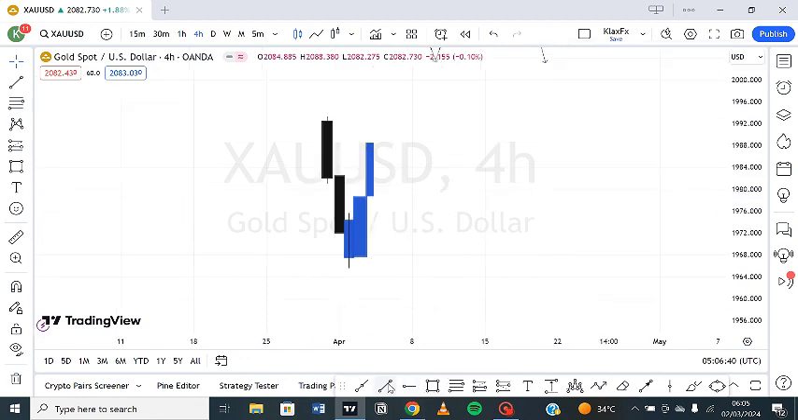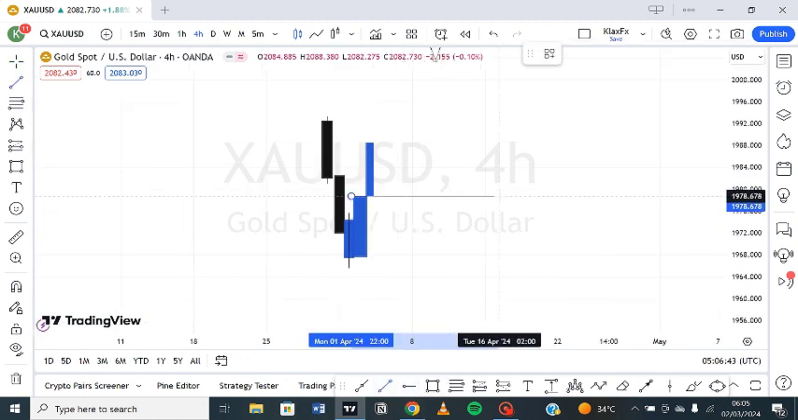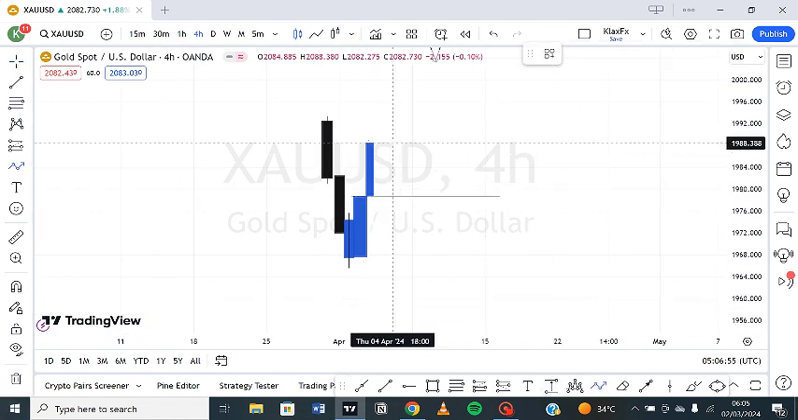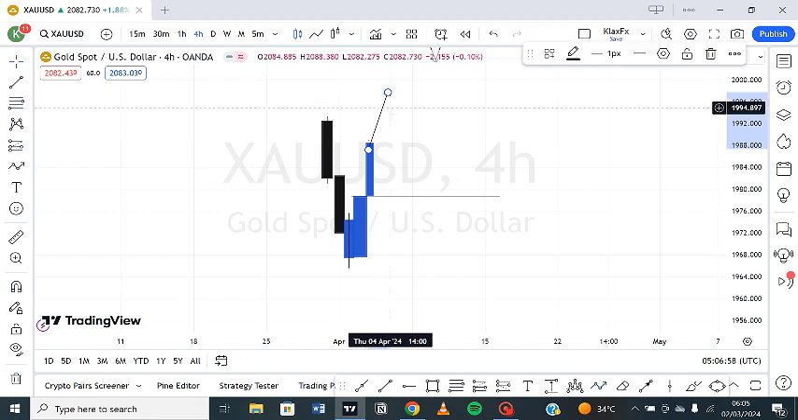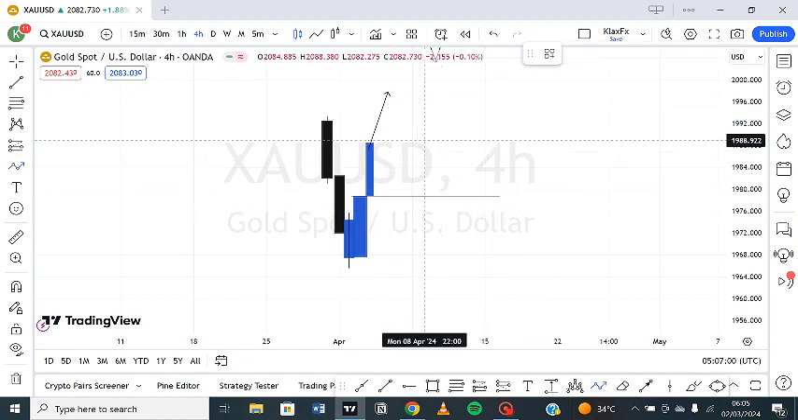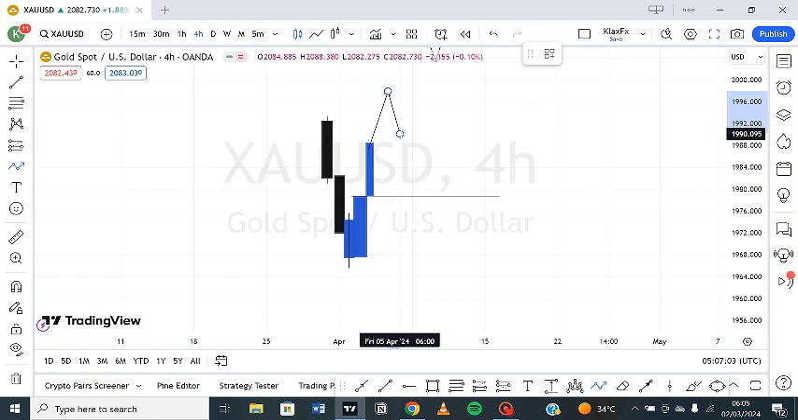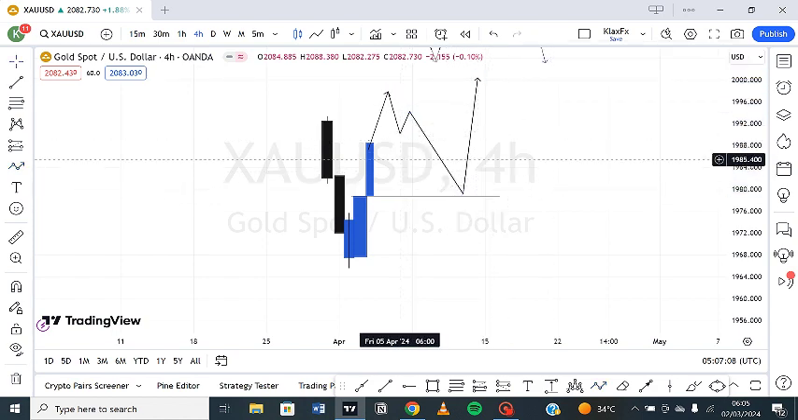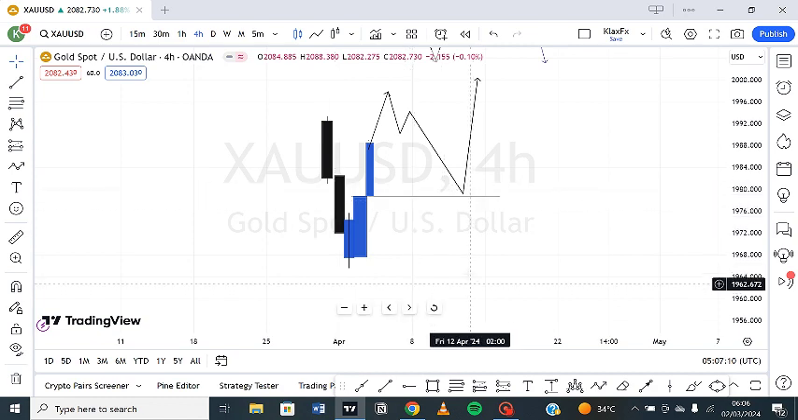Now we see the second type of SNR is the closing price of the previous candle. Since this bullish candle opens below and closes above, this particular point becomes your SNR. Maybe the market continues going higher, something like this, and maybe further comes down. If you hit this point, it will go. So this is the second type of Malaysian SNR.